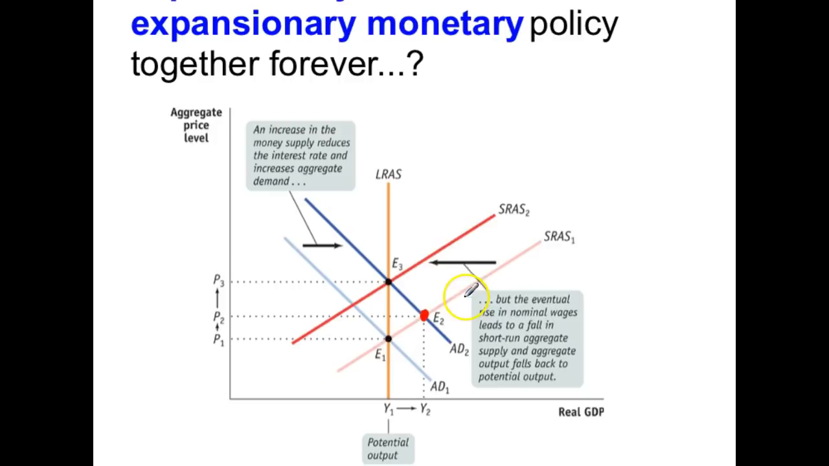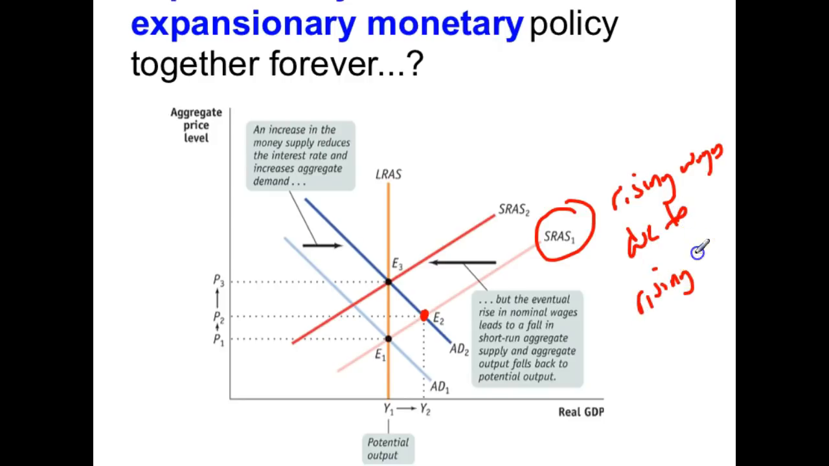Because even though crowding out might have been neutralized, this issue of rising wages due to rising prices, that issue is not going away. So we're still going to see the rising wages. We're still going to see the leftward shift, the classical economist leftward shift in short run aggregate supply. We're still going to end up with higher price levels.